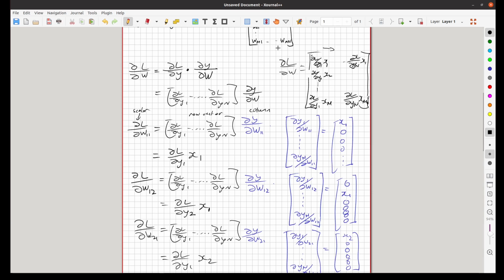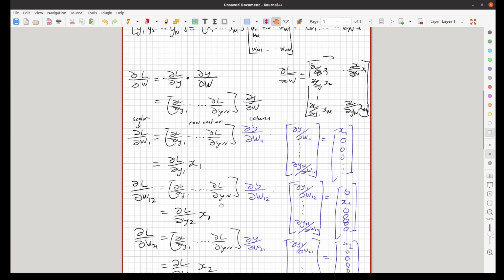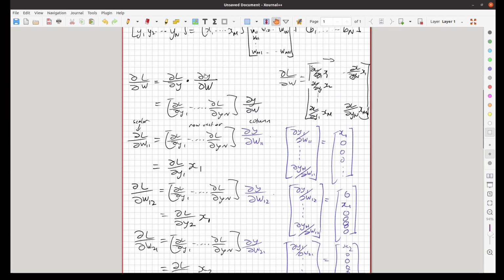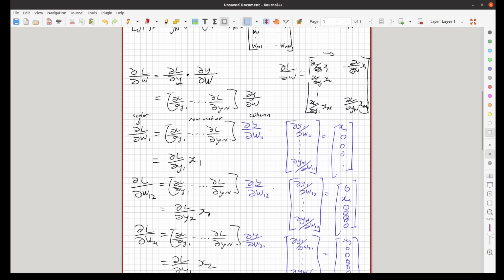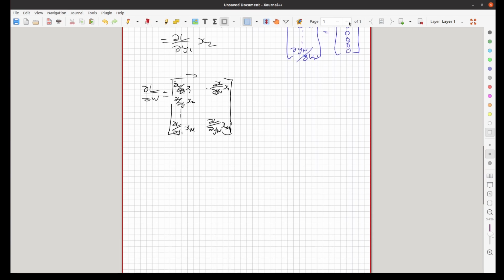I'm going to copy paste that down here. I'm not done yet, because I still want to get it looking like this, because I know what my dL/dy is, right? So I want to pull that back out again. But if you look carefully here, and you can pause the video to try to figure it out yourself, or after I've shown you, this is the outer product of the x vector and the dL/dy vector.